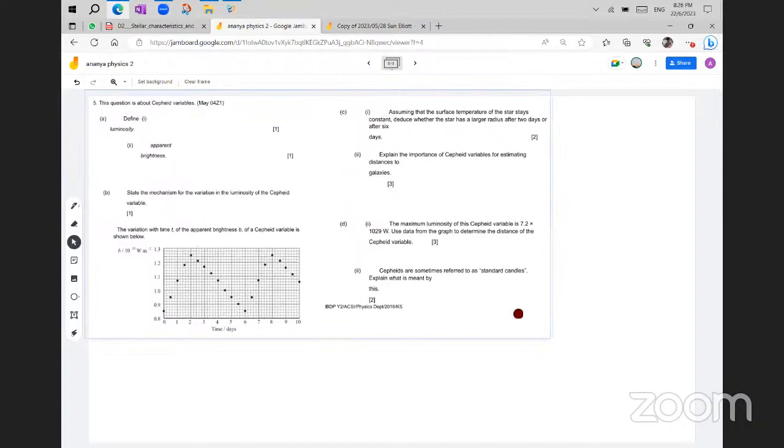Ananya, never mind defining luminosity and apparent brightness. I think you should check the answer key to memorize the fancy words, right? Because you already understand. Just memorize the fancy words. If you think the fancy word doesn't make sense, you must ask me. Okay.